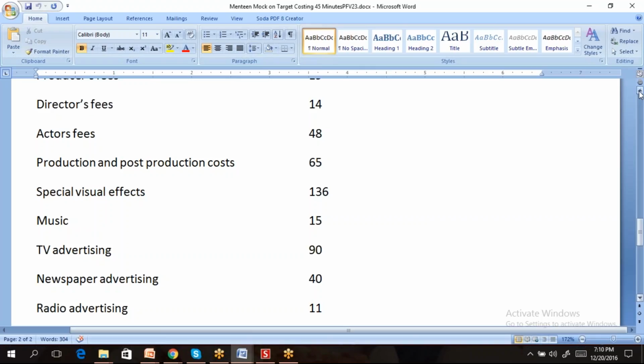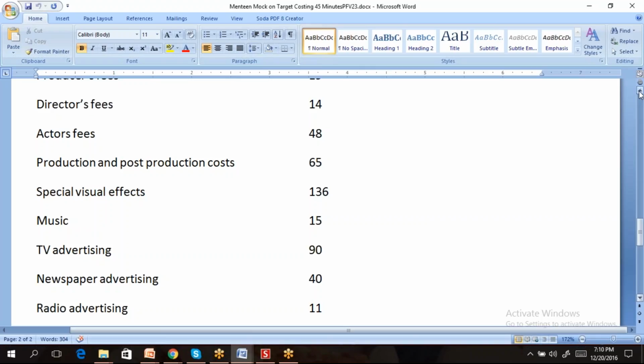So where can we? Can we reduce the actors' fees? No. Can we reduce the director's fees? No. Can we reduce production and post-production costs? Nope. Where can we reduce it? What is not incurred? Special effects not incurred yet.